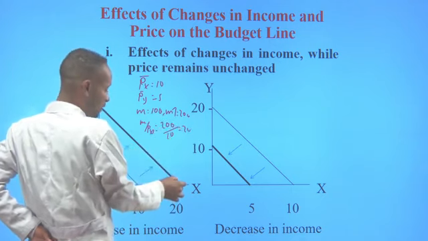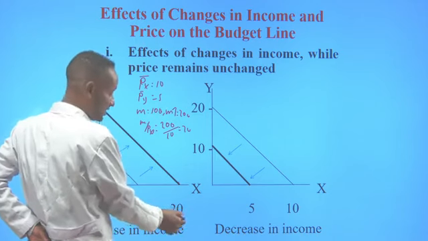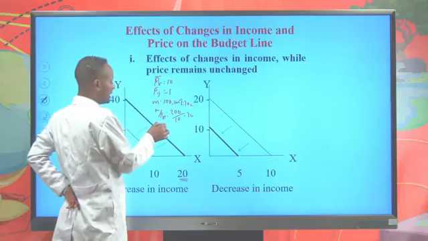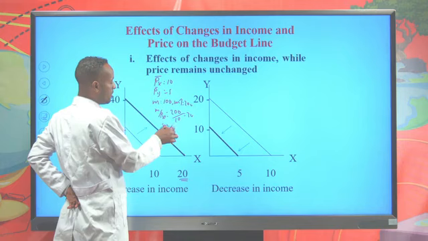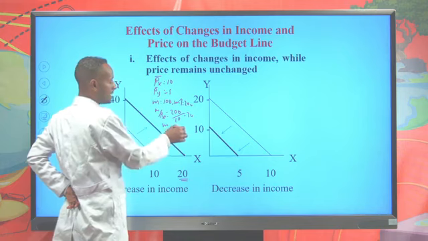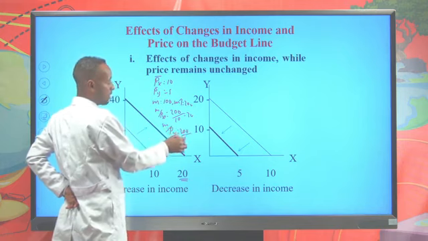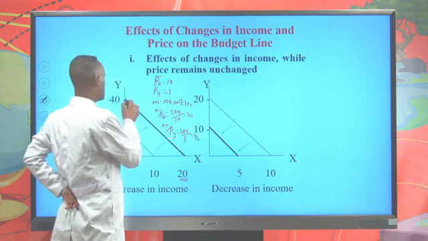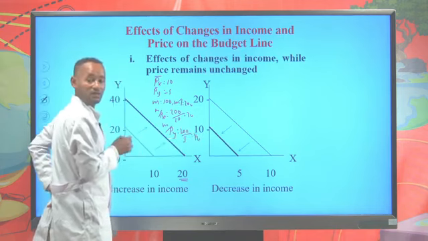So the horizontal intercept of the new budget line is 20. Similarly, the vertical intercept of the new budget line will be M over price of Y, which is equal to 200 divided by the price of commodity Y, which is 5 per unit, which is 40. This is the vertical intercept of the new budget line.